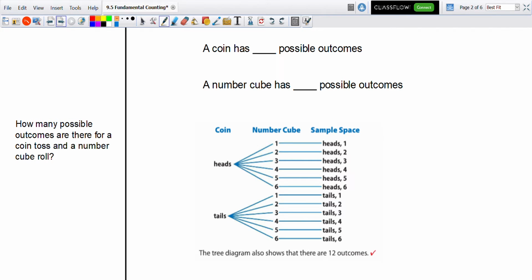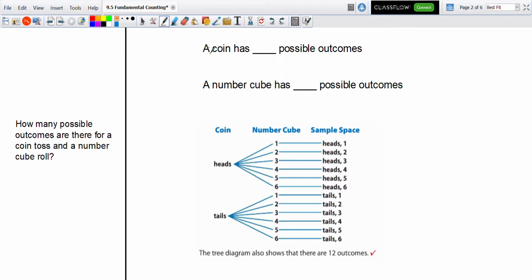So look at this question here. How many possible outcomes are there for a coin toss and a number cube roll? So if I were to toss a coin and roll a die, how many total possible outcomes are there between those two events? Am I looking at heads and a 1, maybe tails and a 4? How many different possible combinations of outcomes are there? And we can use the fundamental counting principle to help us find that number.